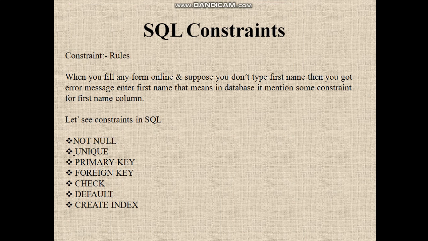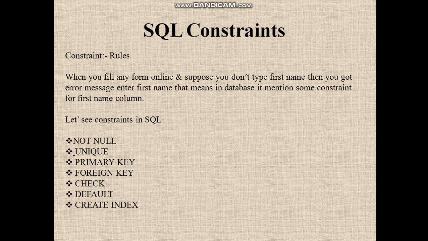Then let's see some SQL constraints. So what is a constraint? Constraint means rules. All of us know that while you are filling an online form, it mentions that you have to fill in a certain column. For example, if you don't type the first name, then you get an error message saying you have to fill this. So this is a constraint being applied.